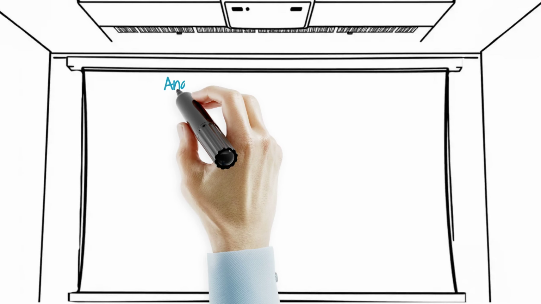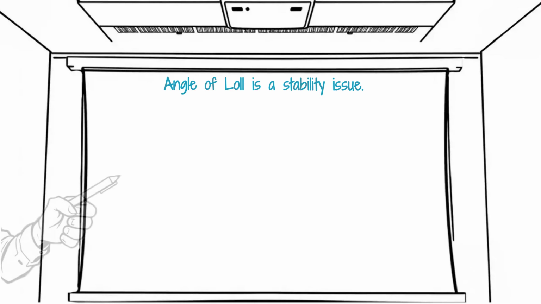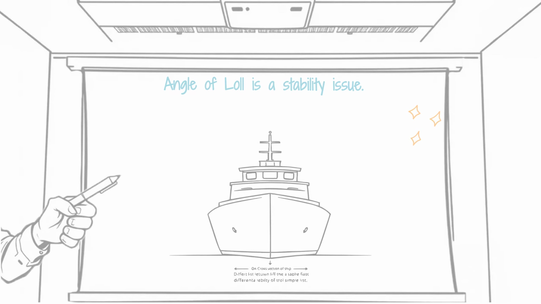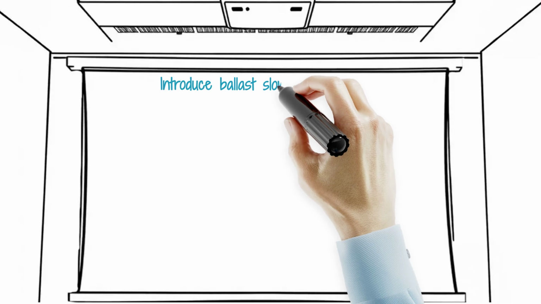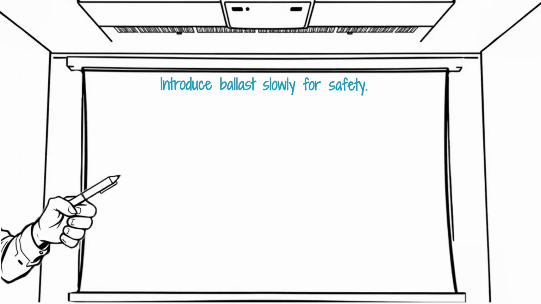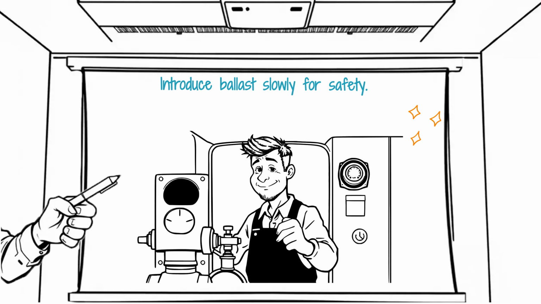Remember, the angle of Loll is a stability problem, not a simple list, and it must be corrected by lowering G. The safest procedure is to introduce low ballast slowly and cautiously to avoid a dangerous sudden heel reversal. Understanding the angle of Loll is vital for every mariner to ensure the safety and survival of the vessel.